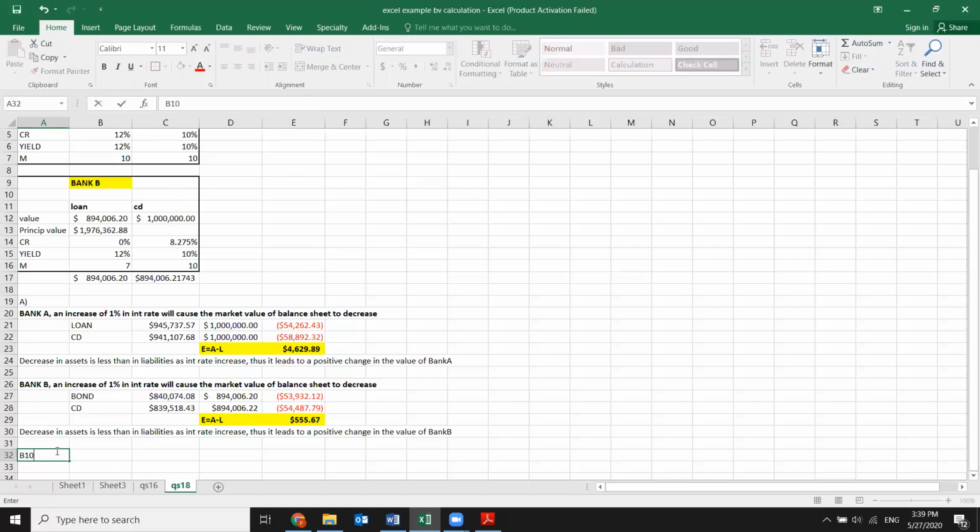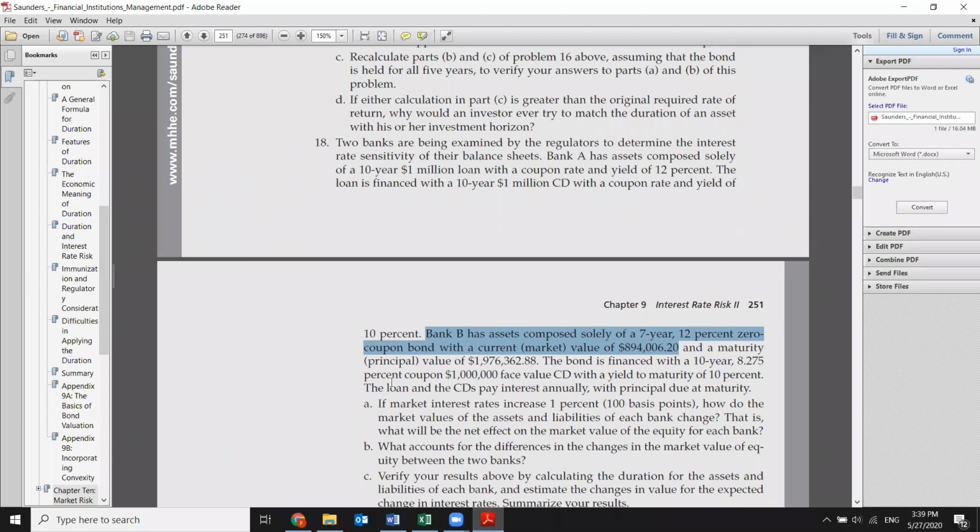Part B is a theoretical one. What accounts for differences in the changes in the market value of equity between two banks? So the assets and liabilities of Bank A change in value by different amounts. This is what we underline. And this is because the durations of the assets and liabilities are not the same in Bank A, even though the face value maturities are the same.